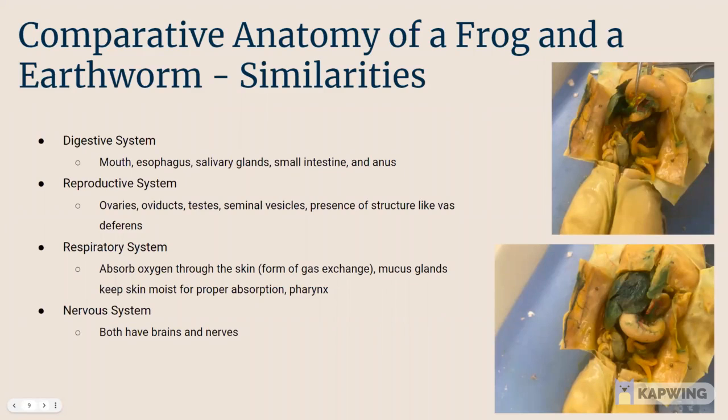I will be talking about the similarities in the comparative anatomy of a frog and an earthworm. So starting with the digestive system, earthworms and frogs' digestive systems both include a mouth through which their source of food passes into the esophagus, which is another common structure between these two organisms. They also both have salivary glands, a small intestine, and an anus to expel their digestive waste.